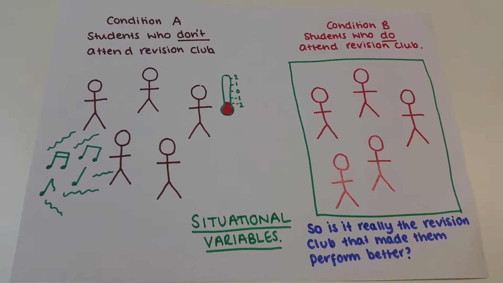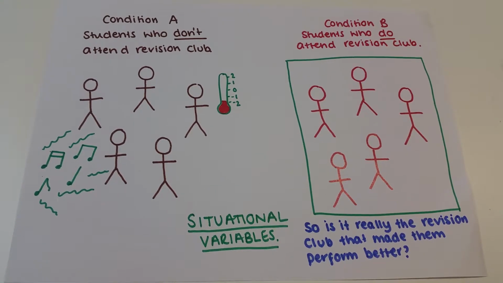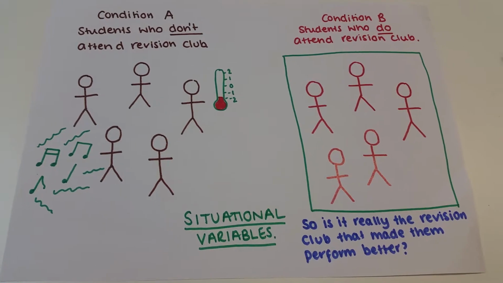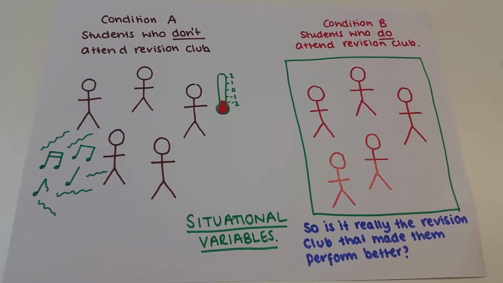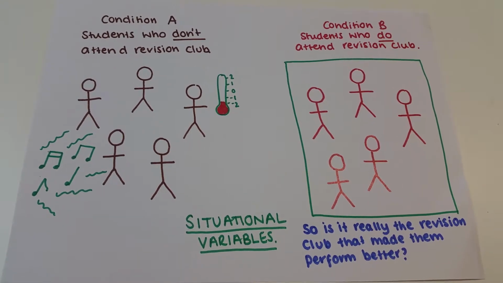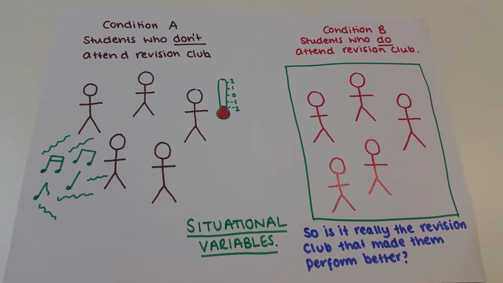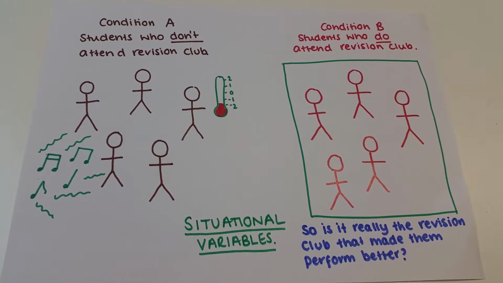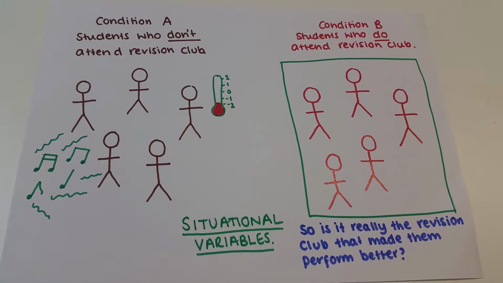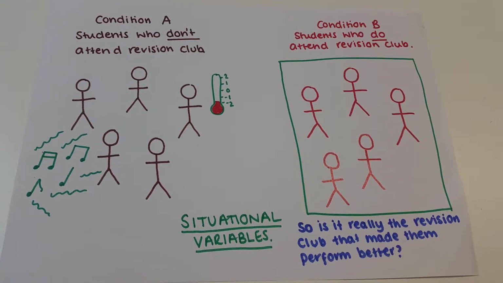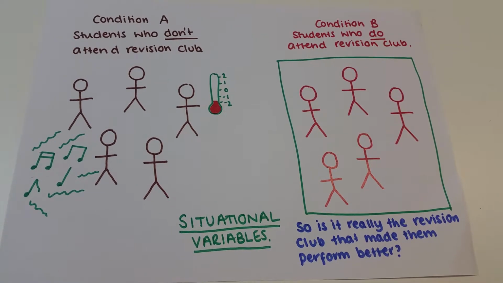Okay, so the very first extraneous variable that we're going to look at is situational variables. Now, situational variables are anything that's happening in the environment that might affect my result. So what might affect my dependent variable? Remember that my dependent variable in this study is how well students do on a psychology test.